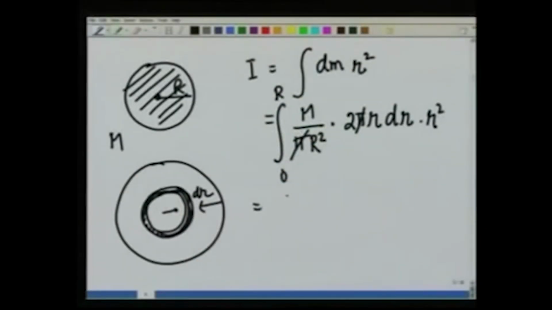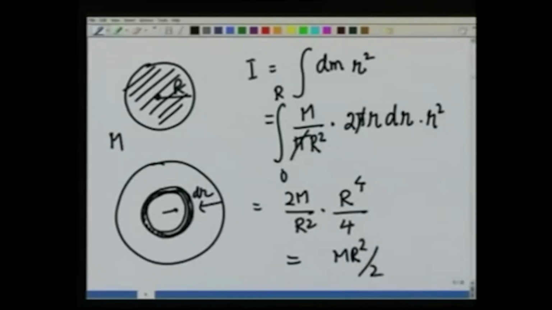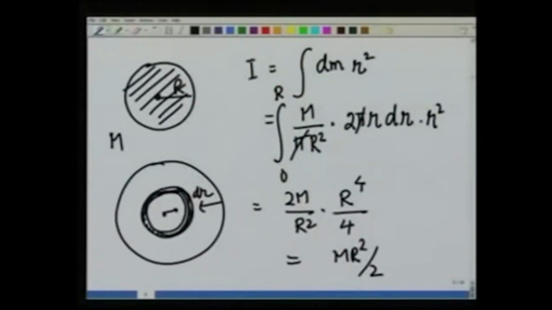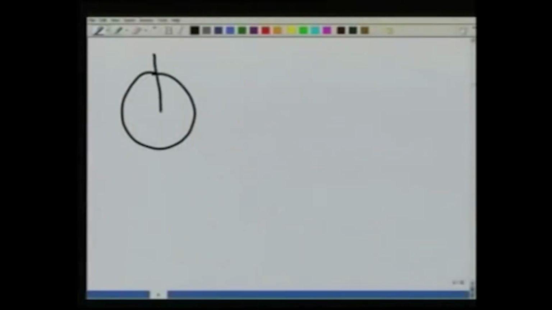And what I get is this pi cancels, 2 m over r square times r raised to 4 divided by 4, and the result comes out to be m r square by 2. That is the moment of inertia of a solid disk about an axis passing through its center. The result could easily be generalized to a cylinder also, which is this disk elongated along the z axis. Next example, I take the same solid disk, however, now I take the axis as its diameter. So, this diameter is the axis.